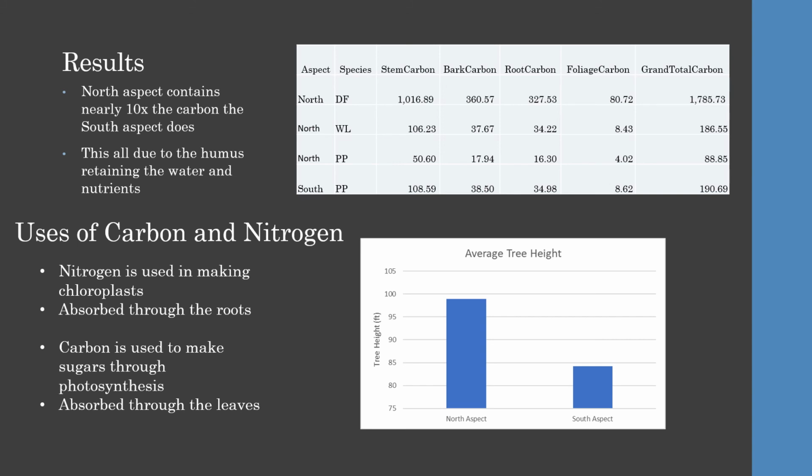Since nitrogen is used to create chloroplasts for photosynthesis, the less nitrogen that's in the system, the less carbon a plant can photosynthesize. They extract carbon from the air in the form of carbon dioxide. The carbon is then stored all across the plant's tissues, such as the leaves, roots, or stems.